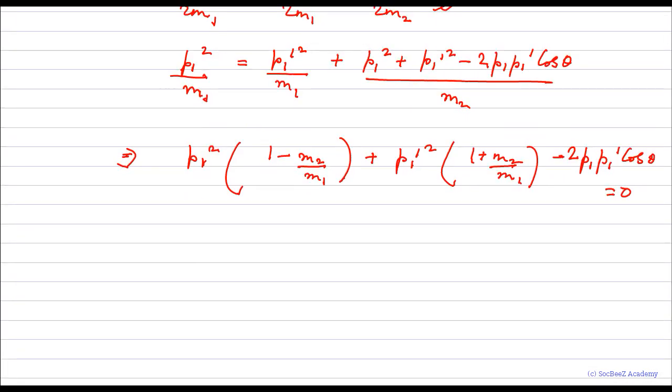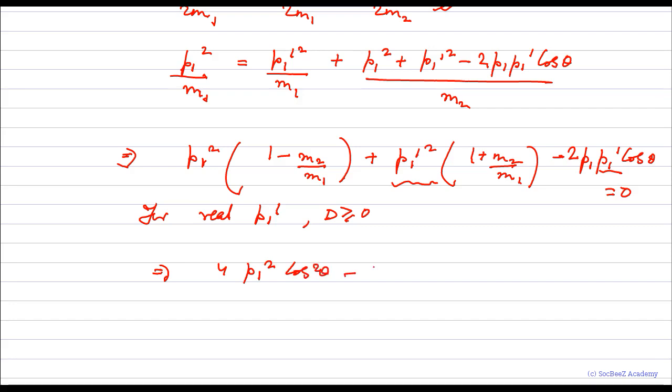So this is a quadratic for P1 dash. For a real value of P1 dash, the discriminant should be greater than or equal to 0. So this implies 4 P1 square cos square theta minus 4 P1 square into 1 minus (m2 by m1) square should be greater than or equal to 0.